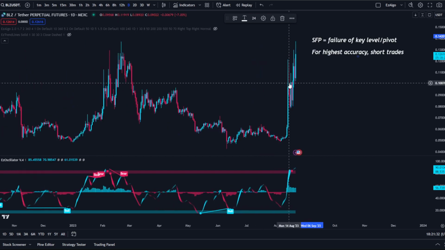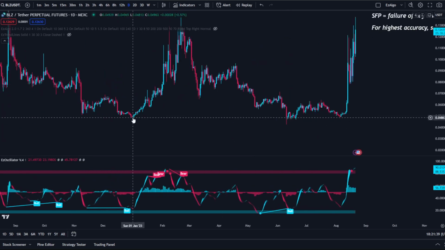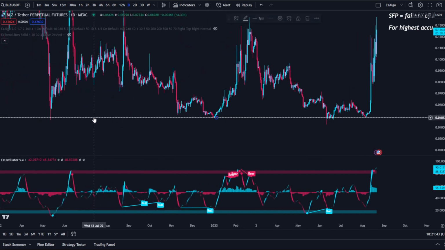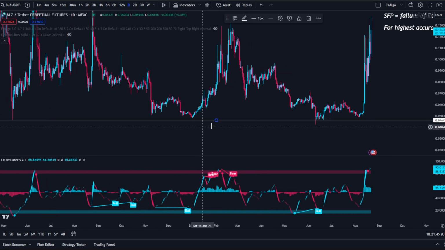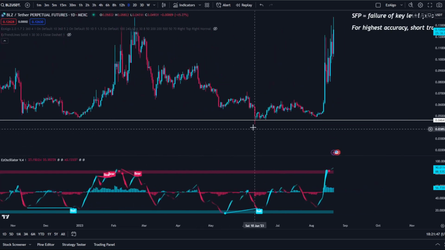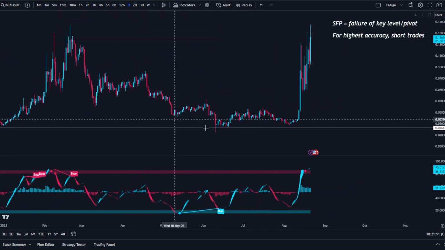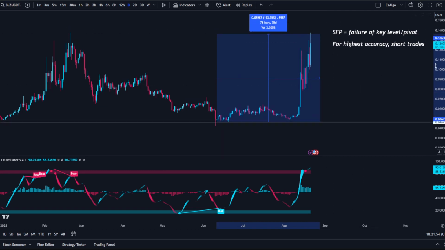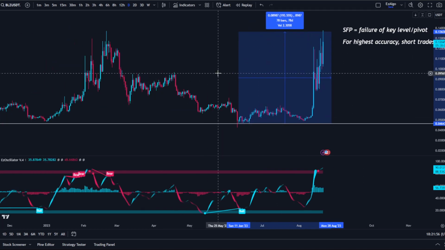Not that you can't do this on longs as well, because for example, right here on BLZ, I can see we had a nice swing failure going long. Actually, if I draw it from this wick down here, you can see we had a very nice swing failure pattern to the upside, almost 200%. Again, I'm on the daily time frame right now.